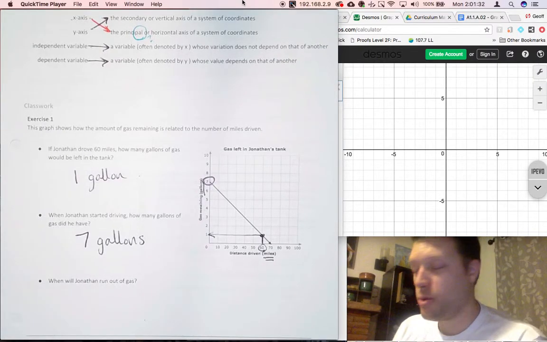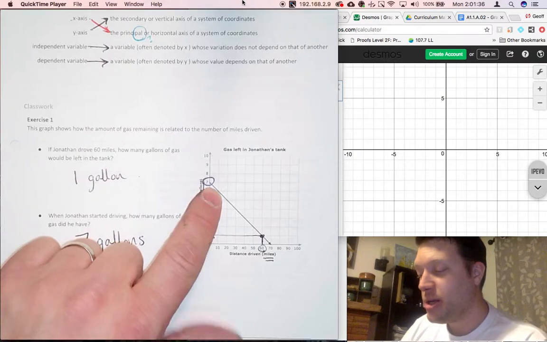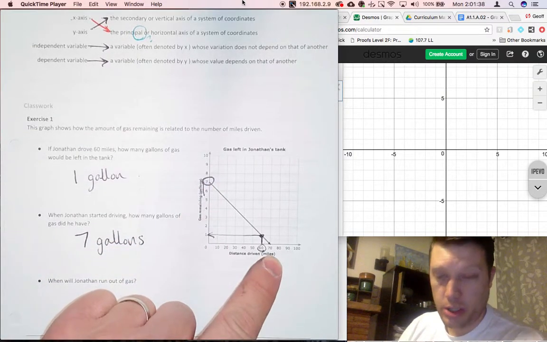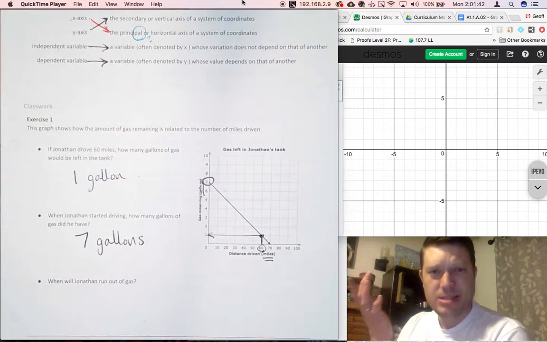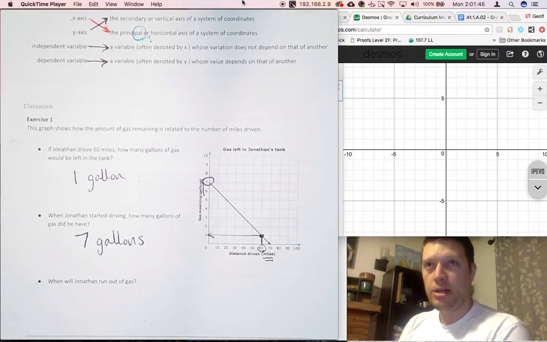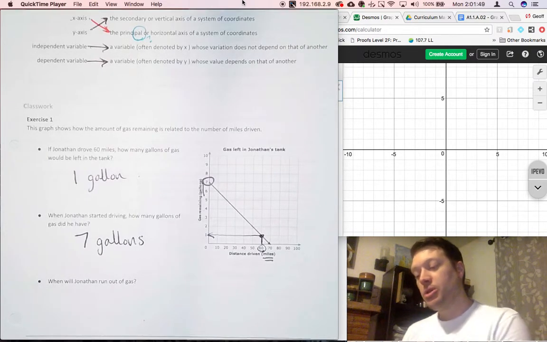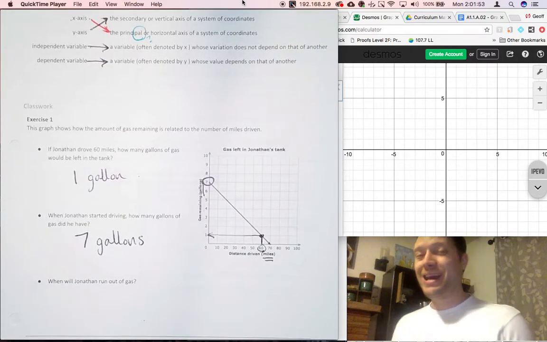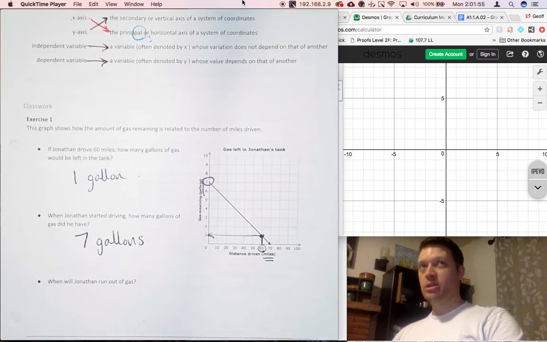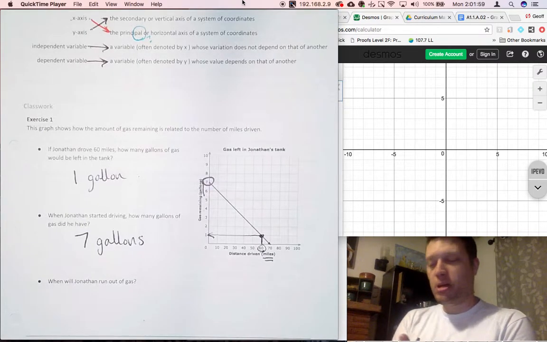Okay, last question. When will Jonathan run out of gas? If the line is decreasing as the number of miles driven increases, the number of gallons of gas goes down. I mean, that's common sense. If you're driving, the longer you drive, the more gas you use. So that makes distance driven the independent variable, and the number of gallons left depends on the miles you have driven. Hence, it's the dependent variable.